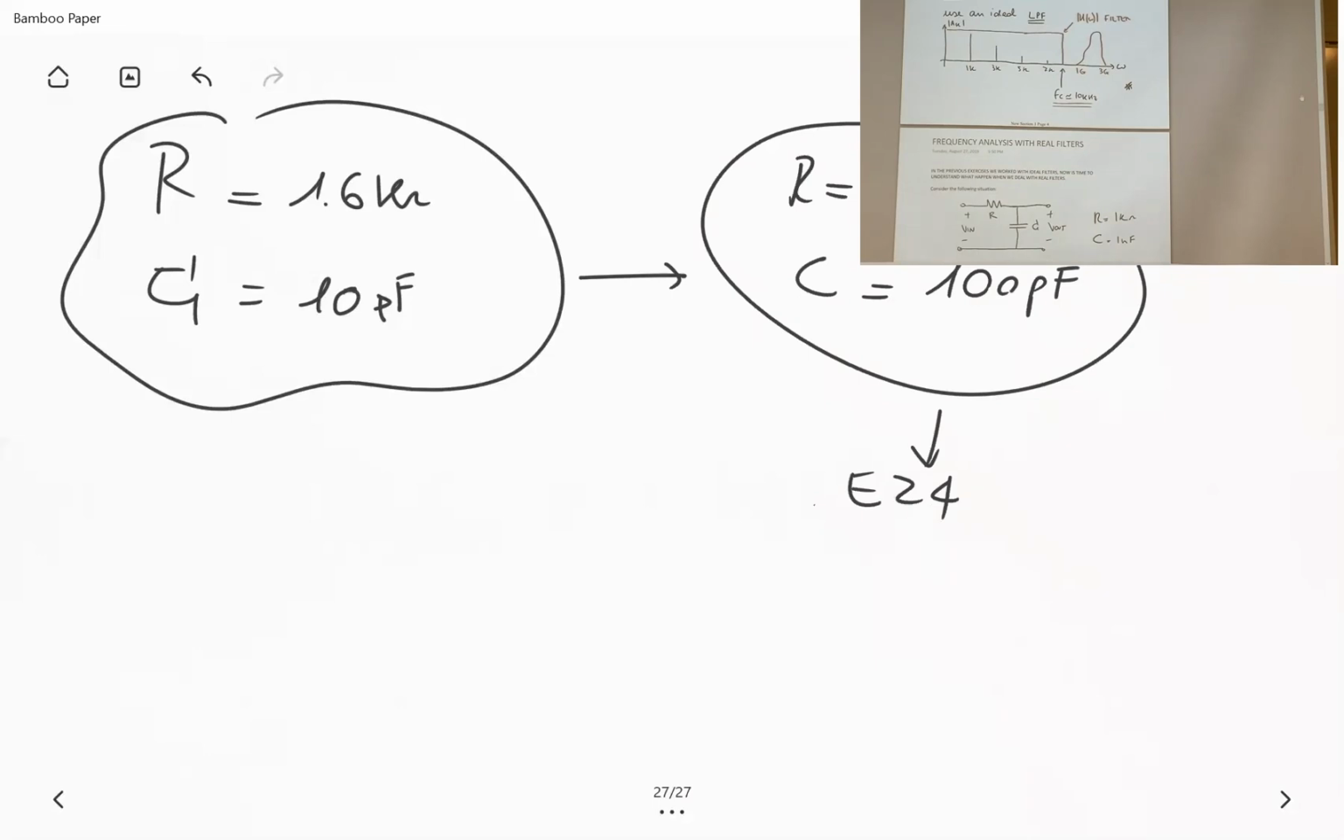I cannot check it because I don't have internet here. Can anyone open the E24 standard? Okay, so they are fine. Yeah, so also let's say 1.6. Okay, so it's okay. All the values can be bought from the market or black market or whatever it is. So then this exercise is finished.